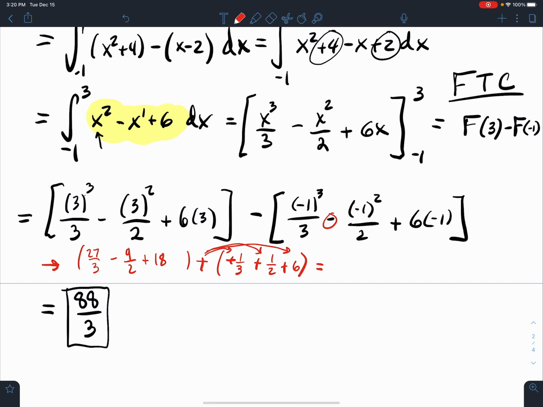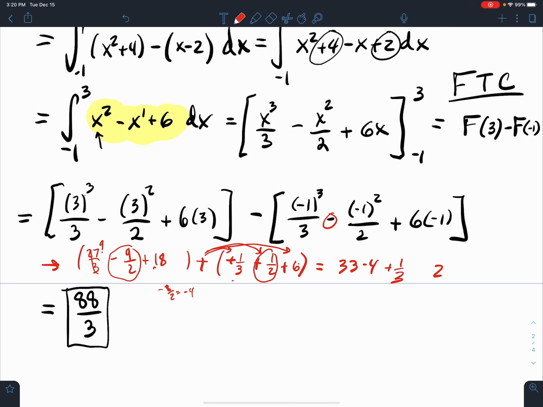Okay. So this is going to be 9. Okay, 9 and 18 is 27 plus 6 is what? Oh my gosh. 27 and 6 make 33, maybe? Don't judge me. All right. 9 over 2 and positive 9 over 2, that's -8 over 2, which is -4. So -4, and then plus 1/3.